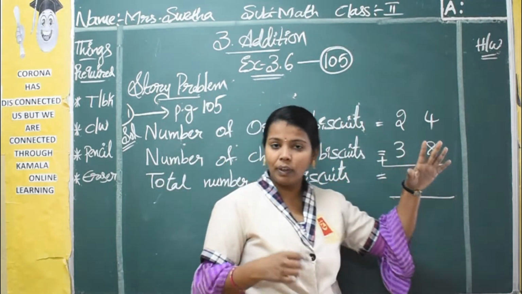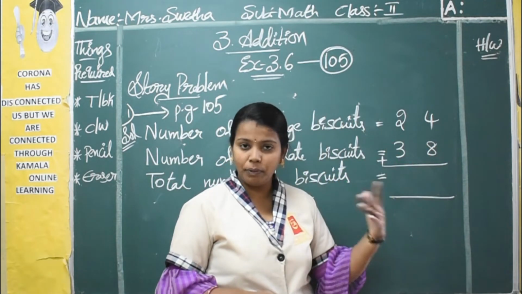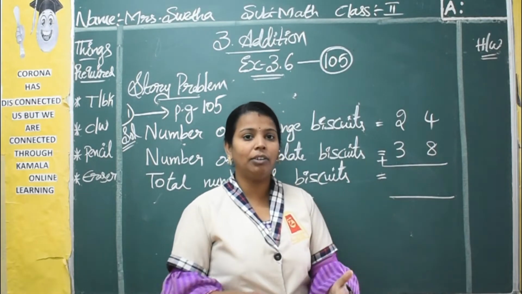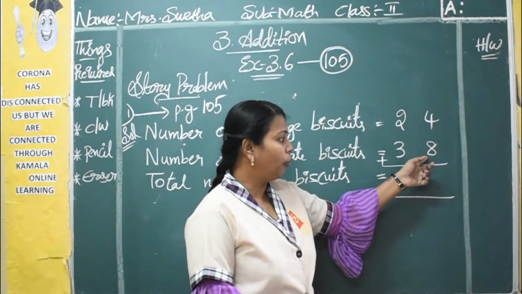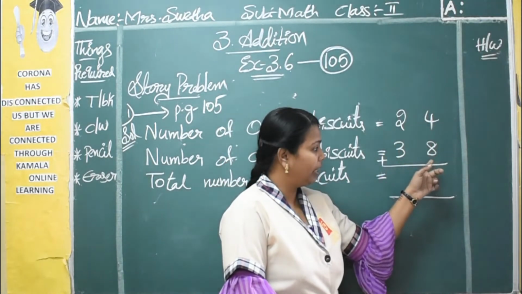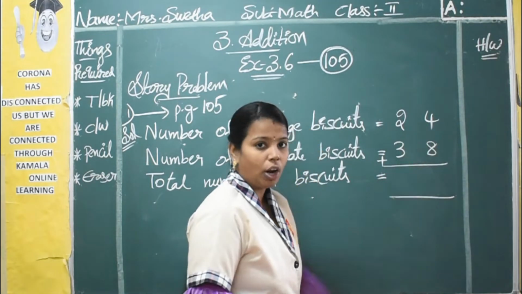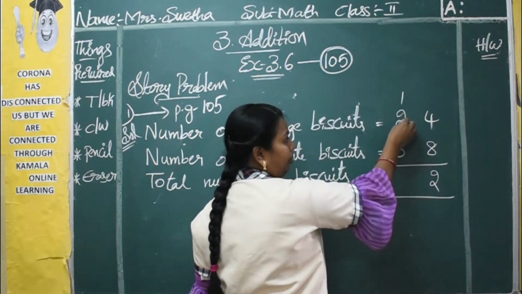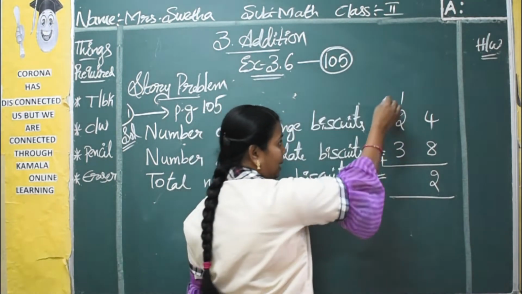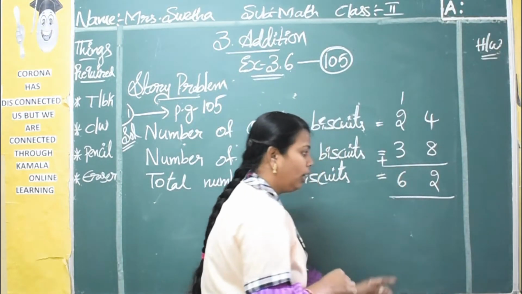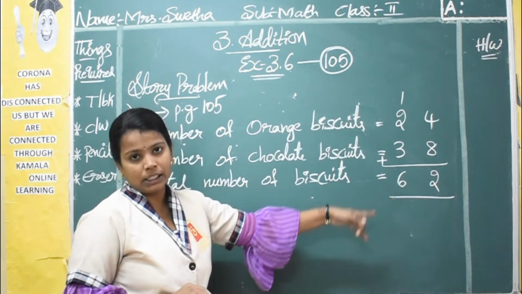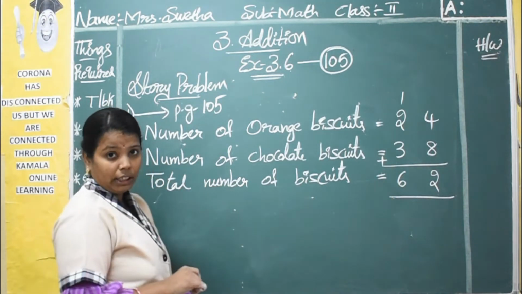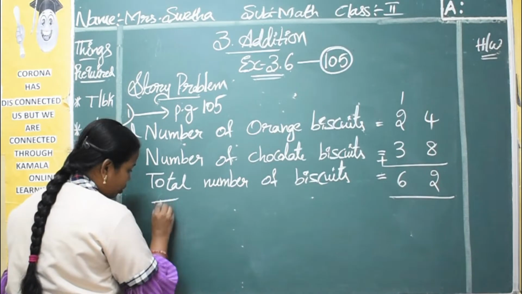Yes. I think every one of you has practiced all the additions before. You are familiar with your additions part now. Now you have to do the addition of this one. Yes, 8 plus 4. So 8 plus 4, how much is it? It is 12. So 1 is up and 2 is down. 3 plus 2, 5 plus 1, it is 6. So total how many biscuits are there? 62. And we have to write the conclusion line also. The last line is called the conclusion line.